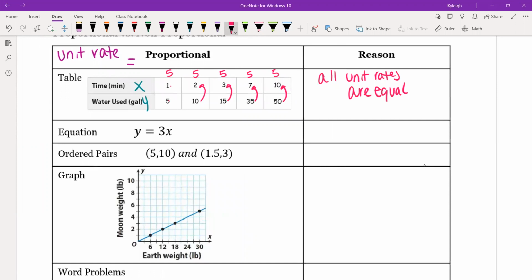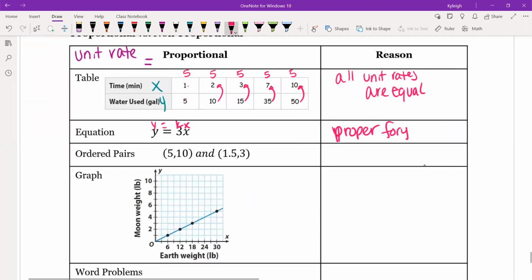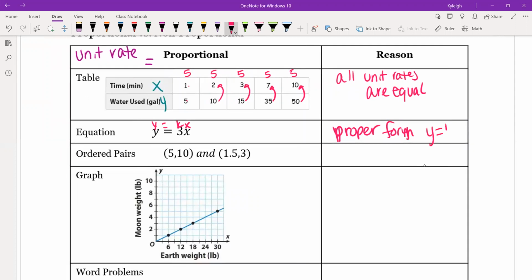Looking at the equation, that is in proper form, aka y equals kx. So if it's in y equals kx, then it's good. There's nothing else happening, okay? There's no like +7 or +2 or anything like that.